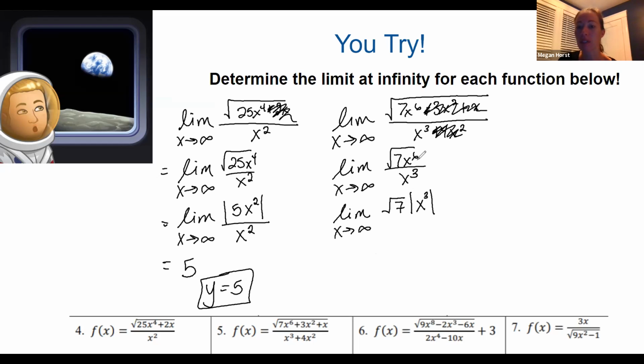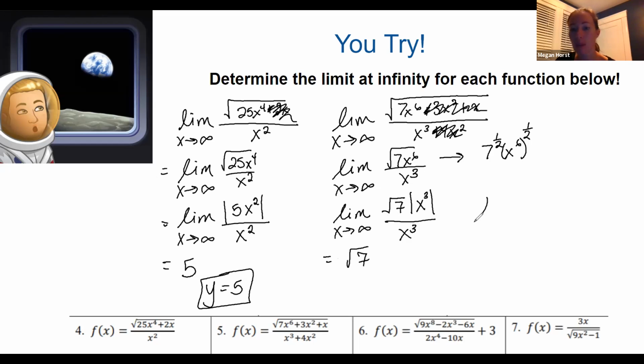You have whatever's there, because if we're looking at rational functions, I have 7 to the 1/2 and x to the 6th to the 1/2. And remember, our power rule from exponents says that you multiply these two. So half of 6 is 3, all over x cubed. So when I put in positive infinity, it's no big deal, right? I still get the square root of 7 out.